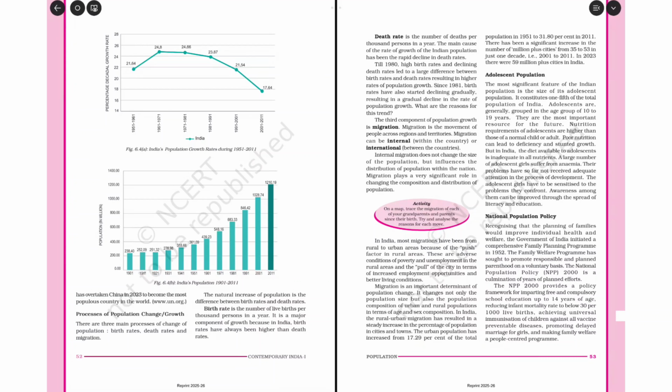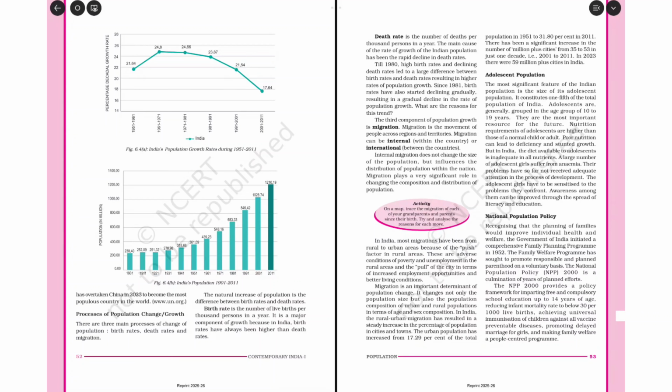The third component of population growth is migration. Migration is the movement of people across regions and territories. Migration can be internal, within the country, or international, between the countries. Internal migration does not change the size of the population, but influences the distribution of population within the nation. The text highlights internal migration, specifically the monumental shift of human beings from rural environments into urban centers. Let me continue with the text.